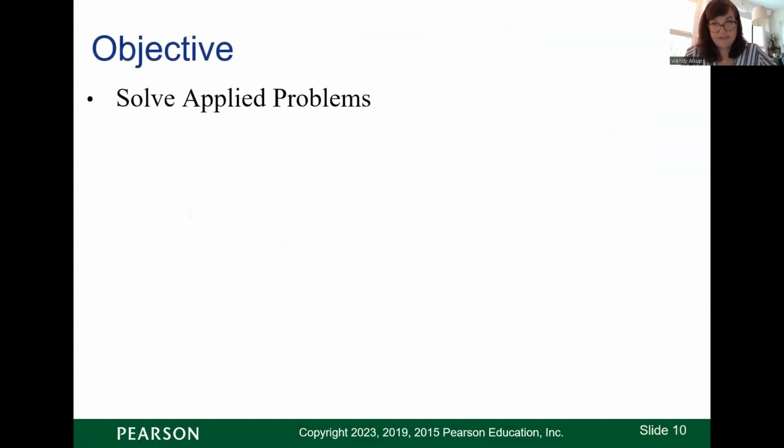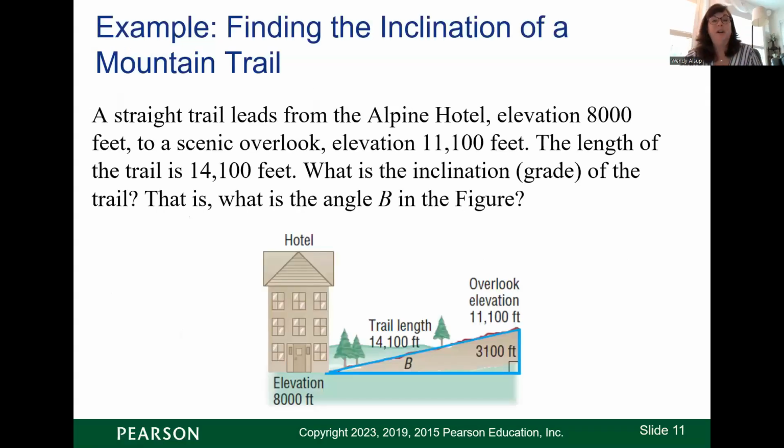So now let's do some applied problems here. A straight trail leads from the Alpine Hotel, elevation 8,000 feet, to a scenic overlook, which is 11,000 feet. So if you start at the base of your hotel, you're at 8,000 feet. But once you get to the overlook, you have climbed 3,100 feet. So now you're at an elevation of 11,100 feet. And the length of the trail, which in this triangle would be the hypotenuse, is going to be 14,100 feet.